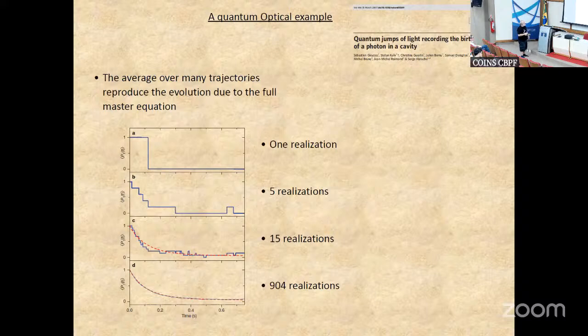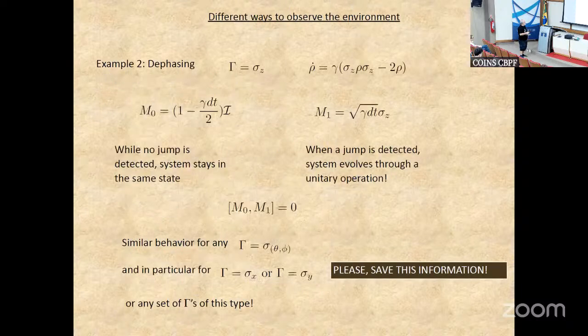And here is a reconstruction of the master equation evolution for the state in the cavity. So this is one trajectory. This is the average over 5 trajectories. That's the average of 15 trajectories. That's the average of 904 trajectories. And you see that when you go to 904, you recover the traditional exponential decay for the excitation in the cavity that you should get for a cavity coupled to a thermal reservoir. Okay? Fine. So this is a quantum optical example.